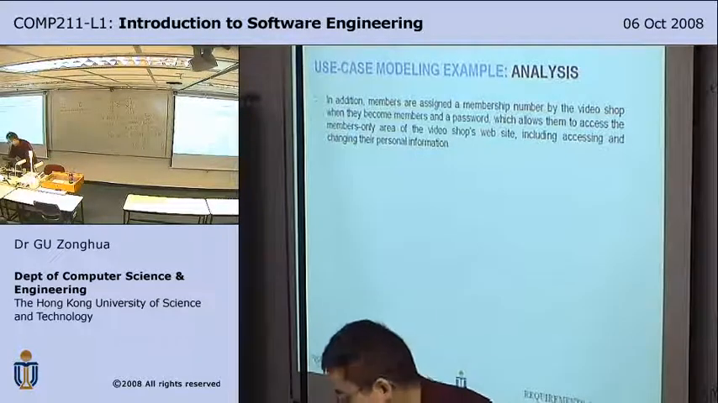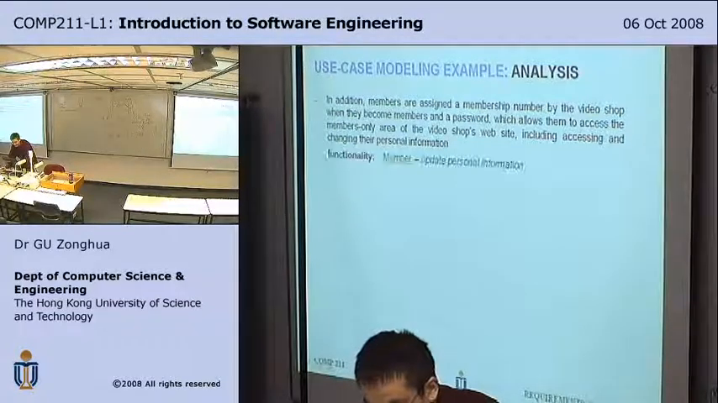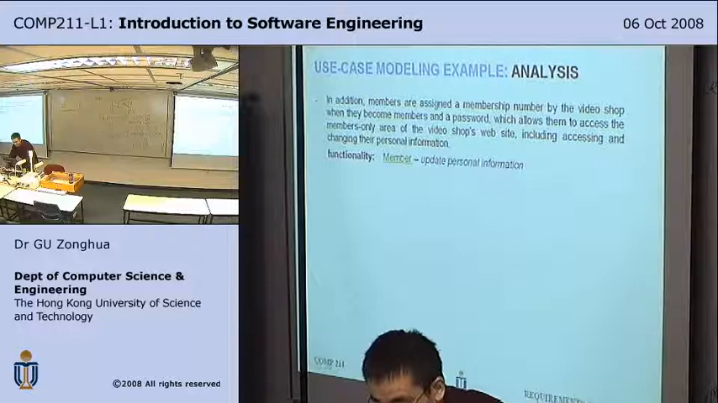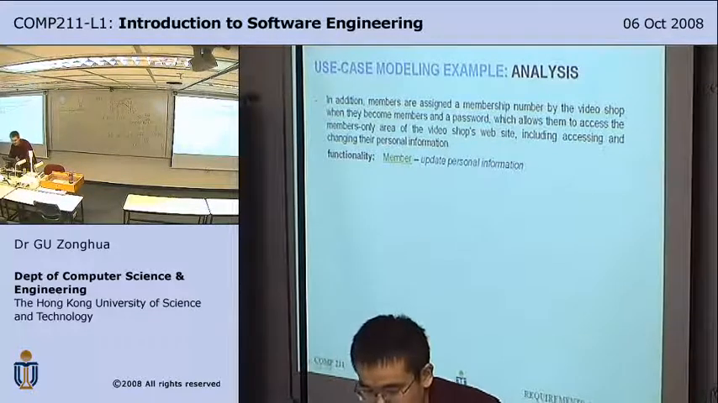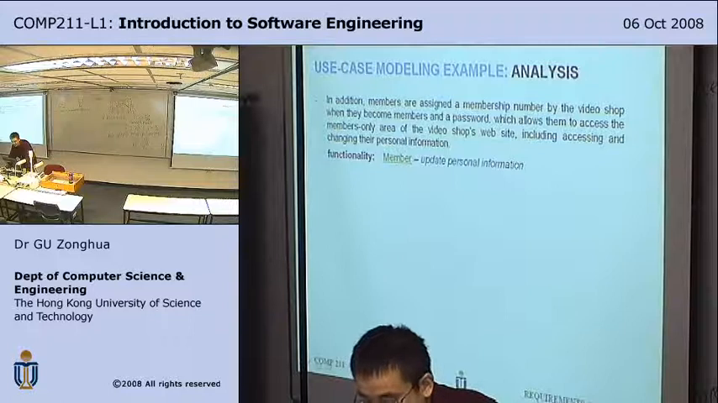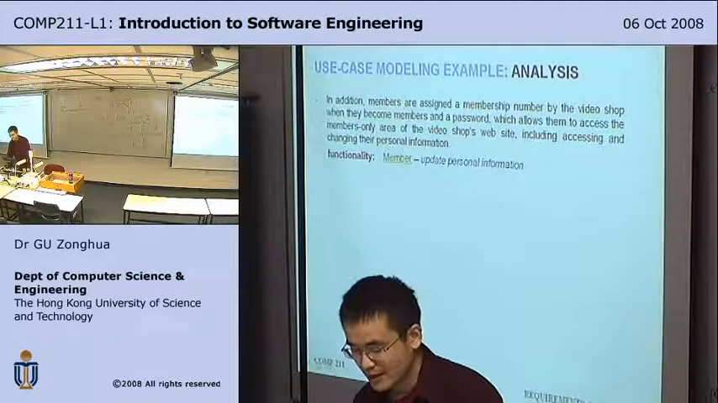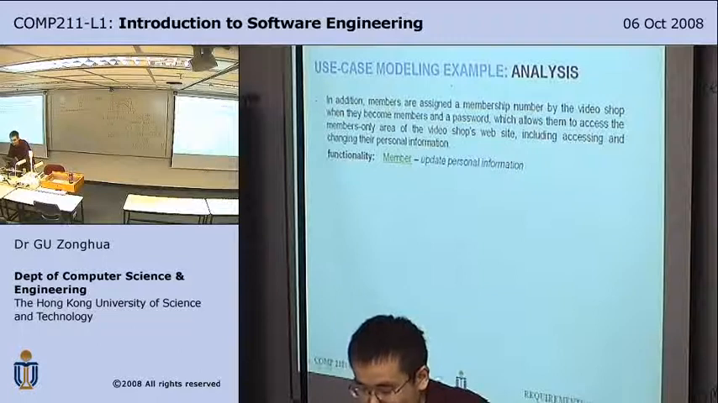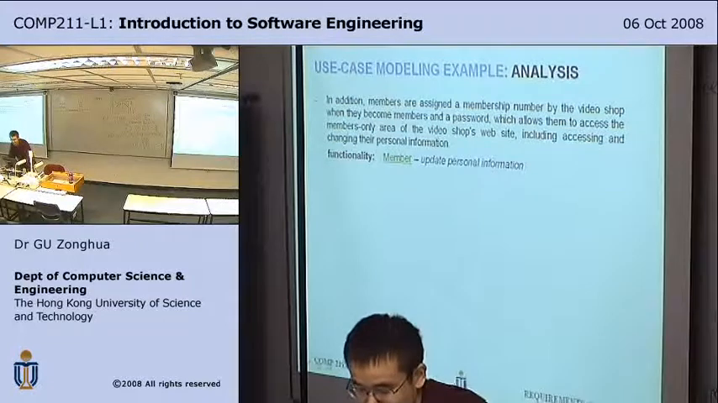In addition, members are assigned a membership number by the video shop, which allows them to access the members-only area of the video shop's website, including accessing and changing their personal information. So member updates personal information. So that is functionality. So this is a special functionality for the members. A regular customer who is not a member cannot do this. The staff must update the information for a regular customer, but the member can choose to do it himself.